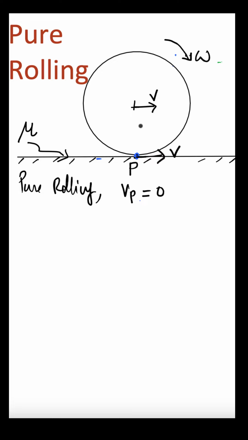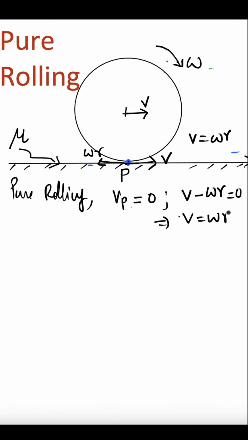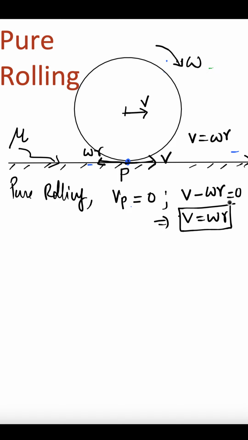And because of this omega, this point will have a velocity omega times r, because v is equal to omega r. Therefore, Vp is v minus omega r. And when Vp is 0, that means v minus omega r is 0, and hence v is equal to omega r. This is the basic concept for pure rolling.